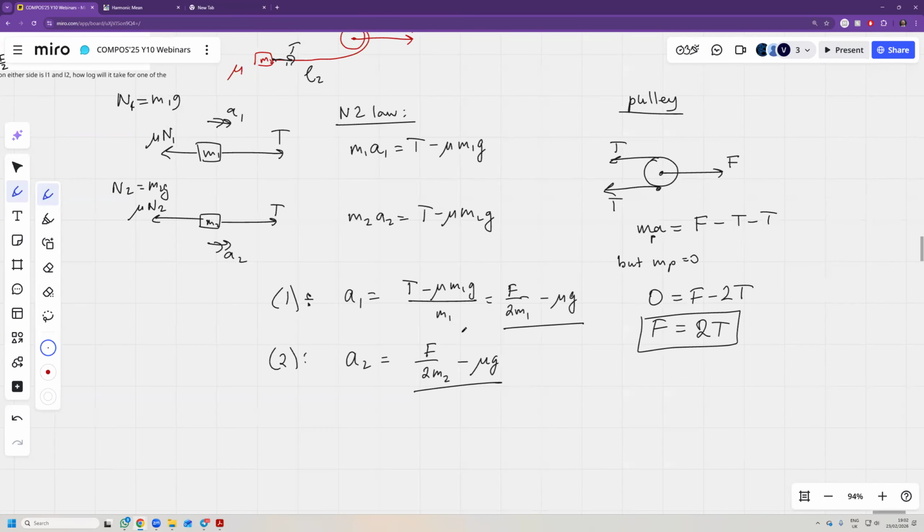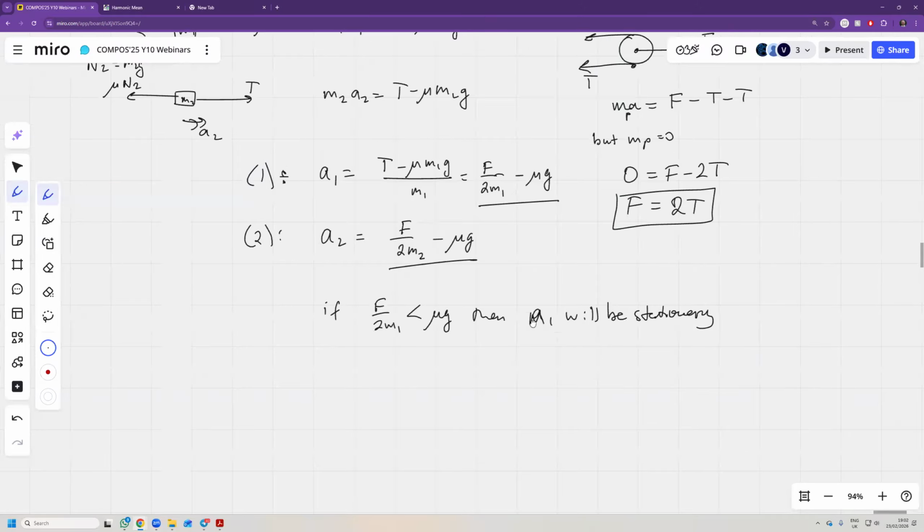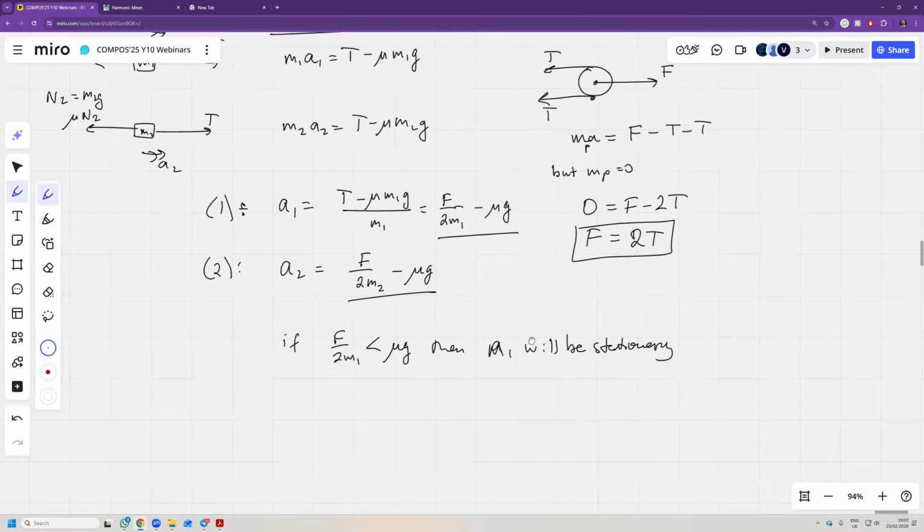Of course, you can write the condition for movement. If F over 2m1 is less than mu g, then A1 will be stationary. M1 will be stationary, just like I've demonstrated. Mu is the coefficient of friction with the ground. Right.